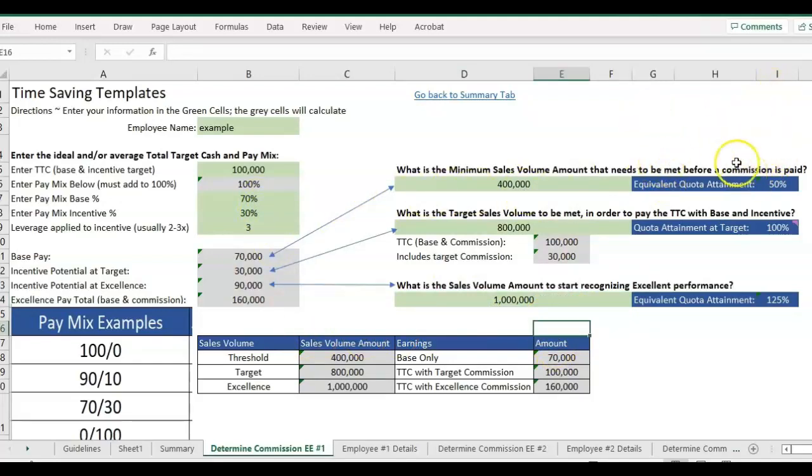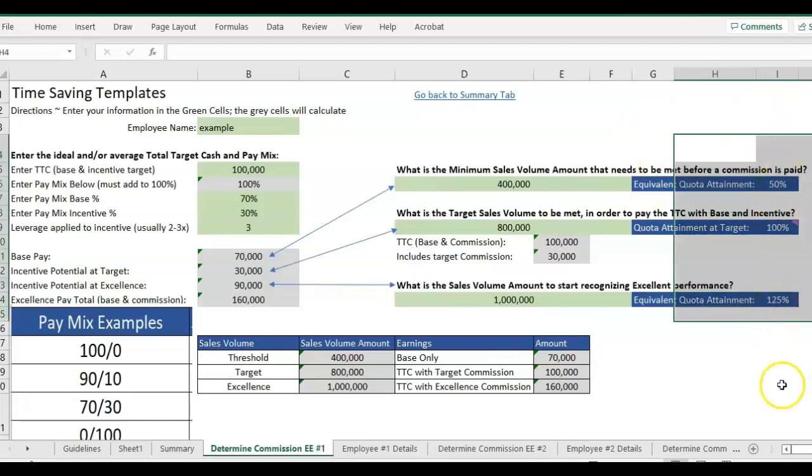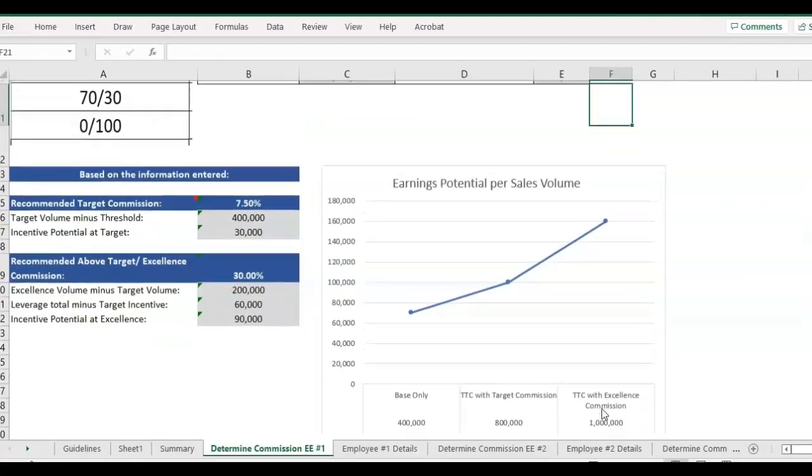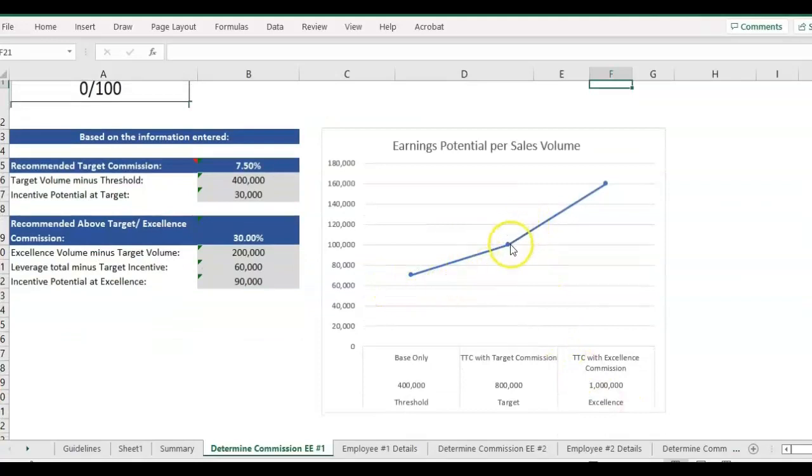You'll see the quota attainment percentages are still staying the same over here. And really the TTC, the target amount, stayed the same. But if they get to the threshold, they're not getting that 90,000 base. They're getting a lot lower base because we lowered the pay mix. And so if we come down and look at the chart, when we change that pay mix, it's a lot steeper progression over here. Once they get past that 800,000, then it's progressing a lot more. That 30% is technically only applying to amounts between 800,000 and 1 million. So still, if they are earning 400 to 800, then it's applying the 7.5%.